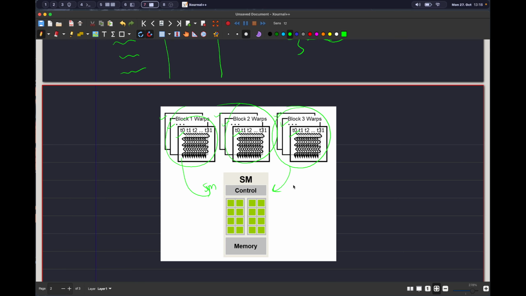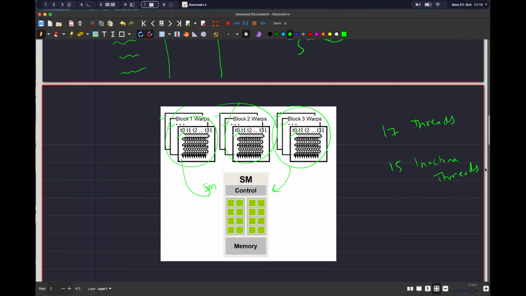Now, if a block has only, let's say, 17 threads, the system will always pad the remaining threads to complete the number 32. So we will add 15 inactive threads here. Pretty easy to understand. Moving on to next.